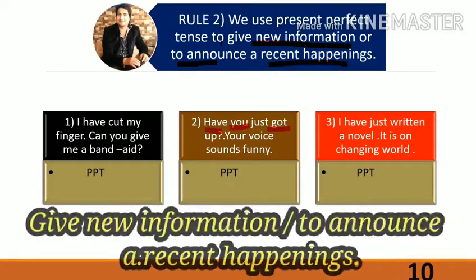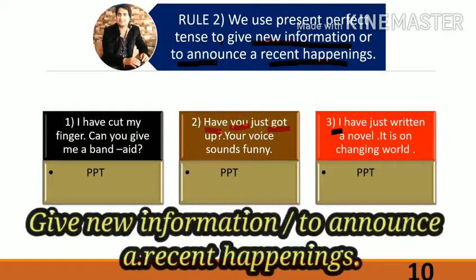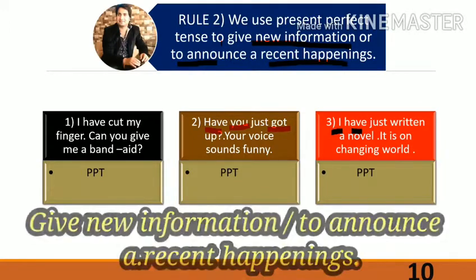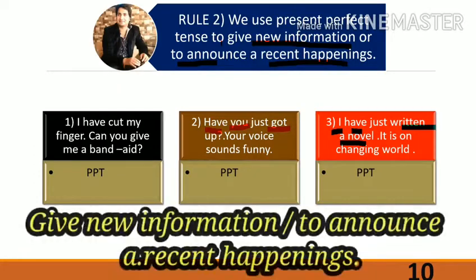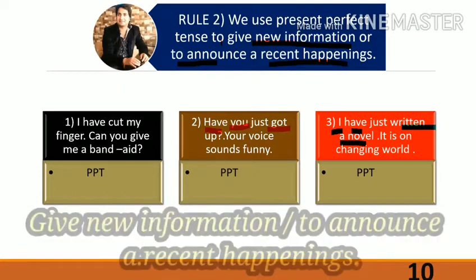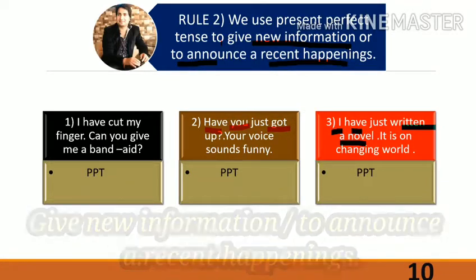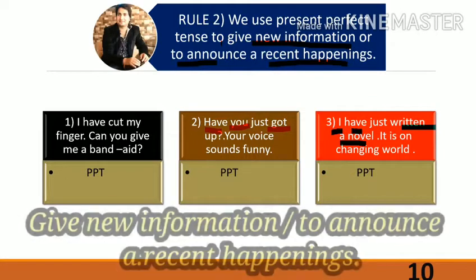So now if we talk about this other sentence, that is the third one, I have just written a novel. Here the word I is a subject, have is a helping verb, written is V3, and novel is an object. It is present perfect and it is totally connected with the present, and here it is giving new information. That's why here we can say it is also present perfect.